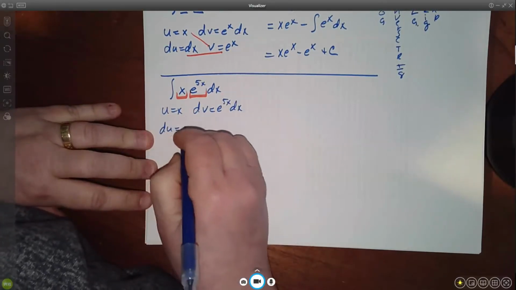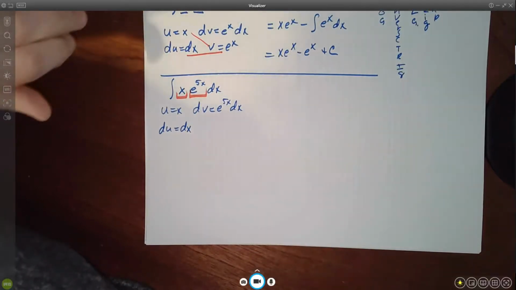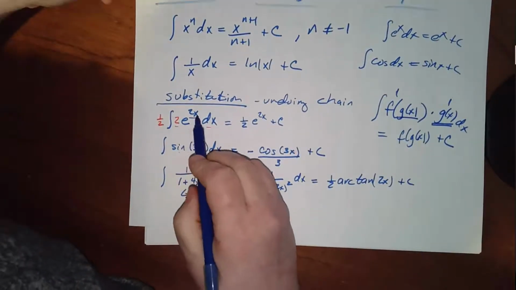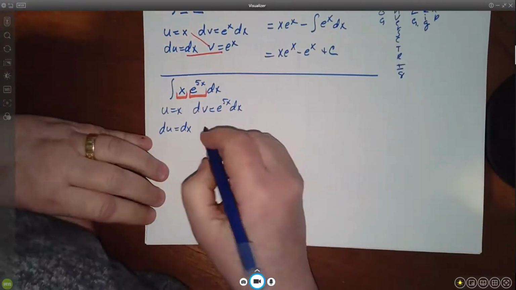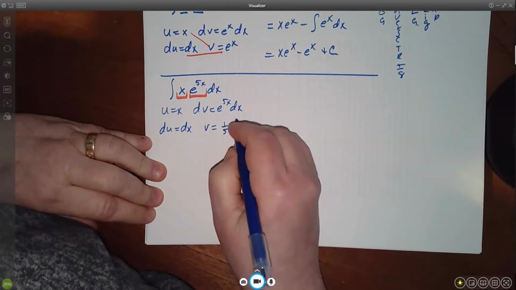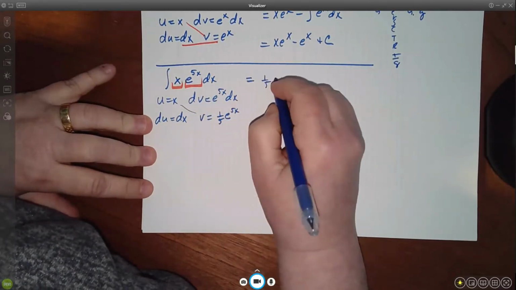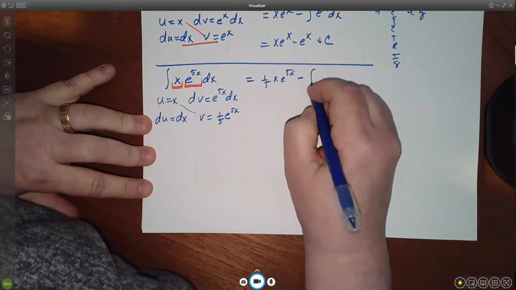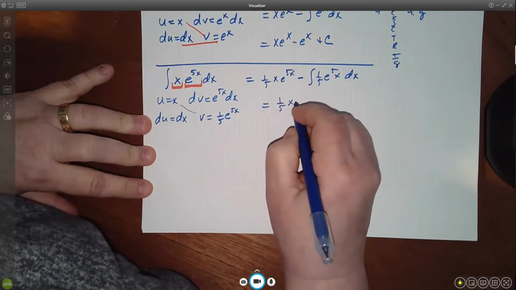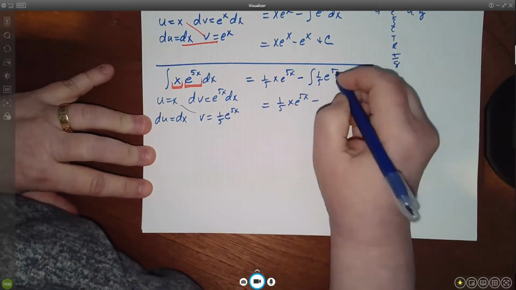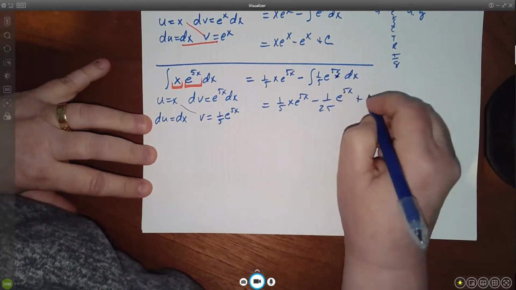When I differentiate my x, I get dx. Integrating e to the 5x, remember we did this way at the beginning: when you integrate e to the mx, you get 1 over m times e to the mx. So here, v becomes 1/5 e to the 5x. So I have the diagonal line out front, which is 1/5 x e to the 5x, minus the integral of 1/5 e to the 5x. Copy this stuff down, it's not changing. Integrate e to the 5x again, and I'm going to have another 5 on the bottom, so I've got 1 over 25 e to the 5x, plus c.